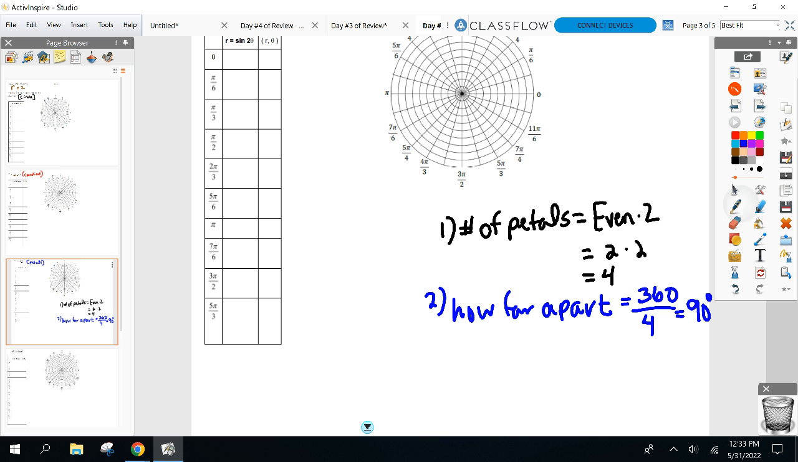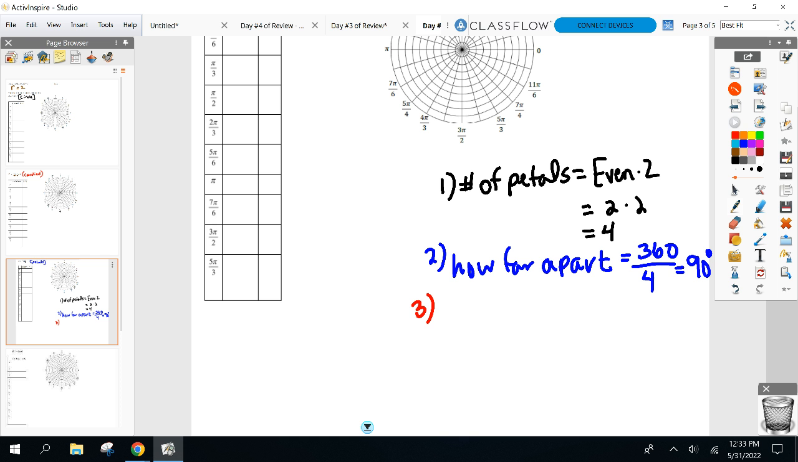Final thing I need to see, well, not final, but where's the first one going to start? First petal starts at... this is if it's sine or cosine. This is sine, so it will always start halfway from however far apart they are. So they're 90 degrees apart. Halfway, they're going to start at 45 degrees. The first one's going to start at 45.